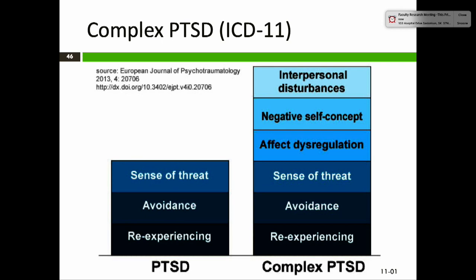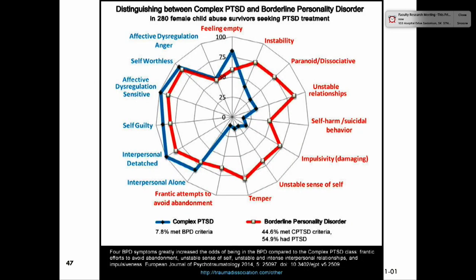All right, I'll be quickly going through this. This is very interesting to see. This one showed the difference between complex PTSD and borderline. You can see a lot of overlaps, but self-harm, unstable relationships, and impulsivity are not seen in complex PTSD, while the guilt, the interpersonal detachment, the affect dysregulation, and the self-worthiness are all similar. So when we talk about PTSD and borderline, we'd better think about it carefully.